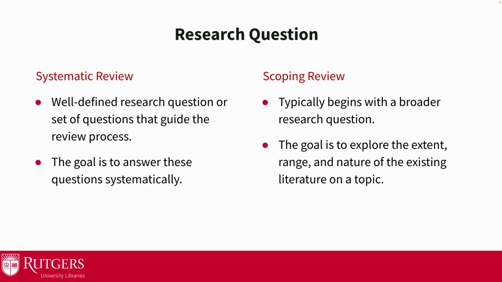Systematic reviews are conducted to answer a specific research question by synthesizing the available evidence from primary studies. This focus is on providing a comprehensive and unbiased summary of existing research. It'll have a very well-defined research question or set of questions that'll guide the review process. These questions are very specific and often based on a framework like PICO or PCC. The goal is to answer these questions systematically. Scoping reviews, on the other hand, also begin with a research question, but it's often much broader. And the goal is to explore the extent, range, and nature of this literature that addresses the research question.